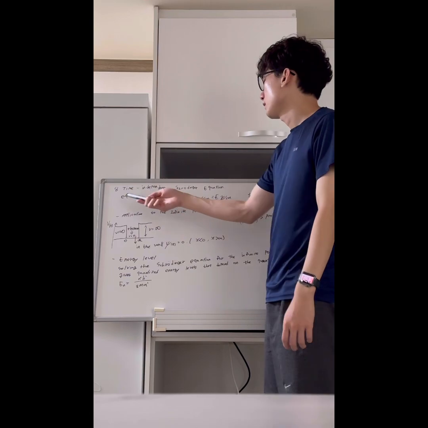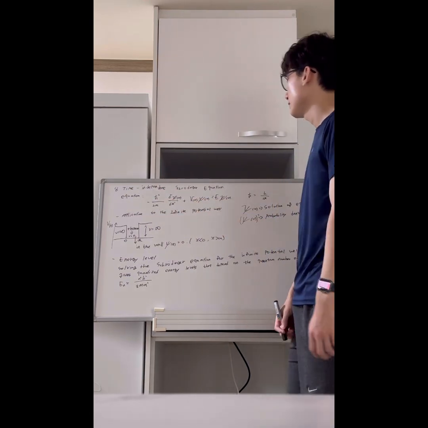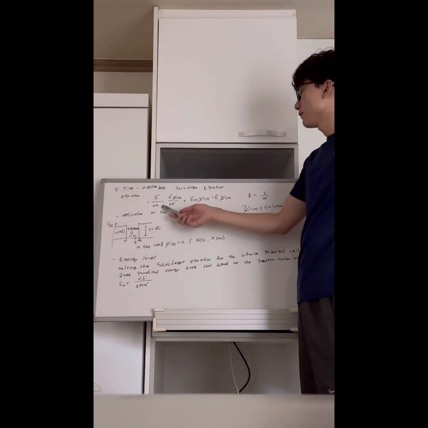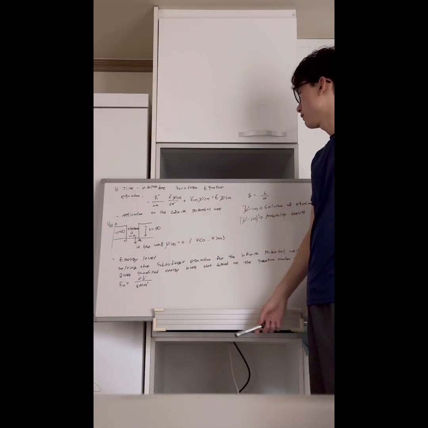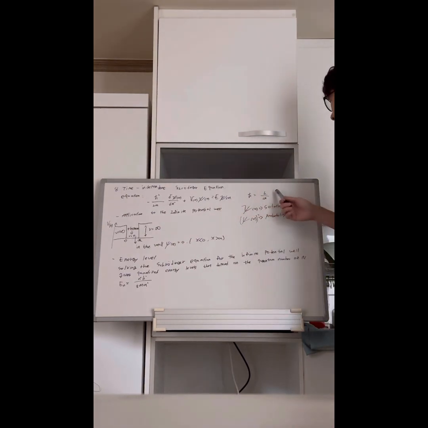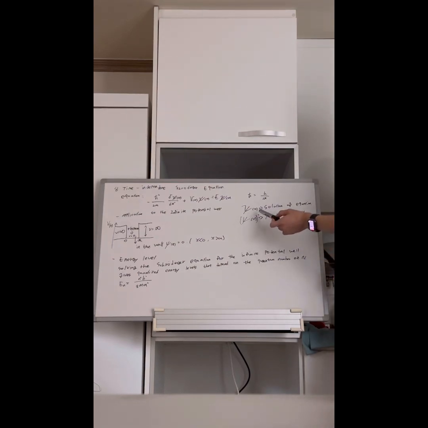And next one is the time independent Schrödinger equation. The Schrödinger equation is like this, and h-bar is h over 2 pi, and psi(x) is the solution of the equation, and psi squared is the probability density.